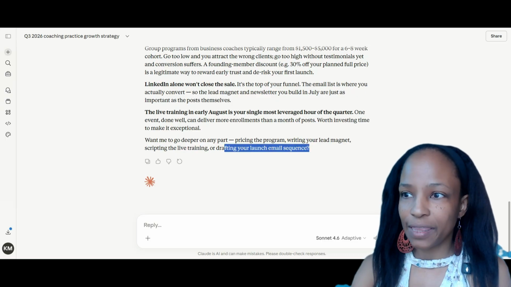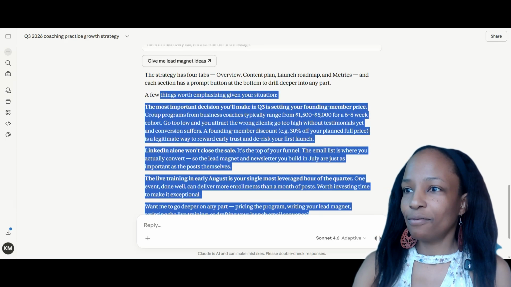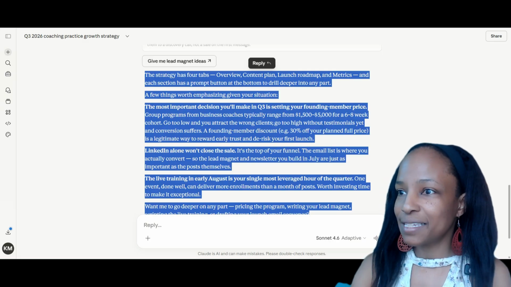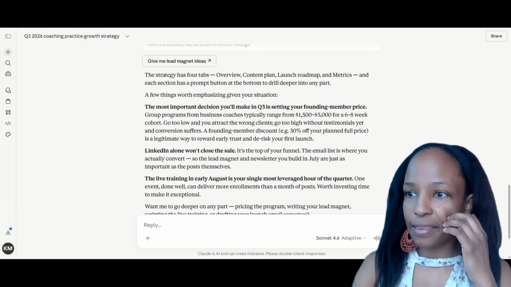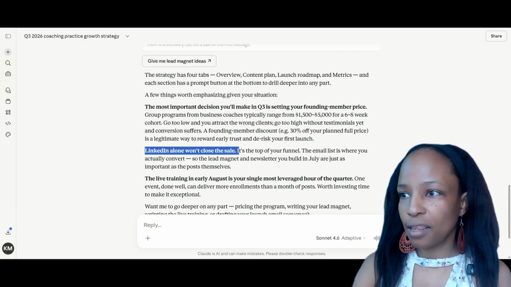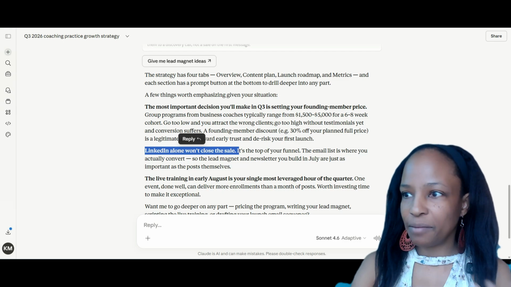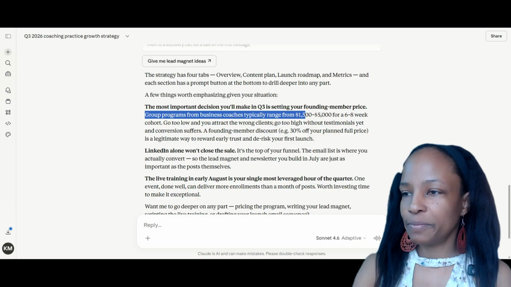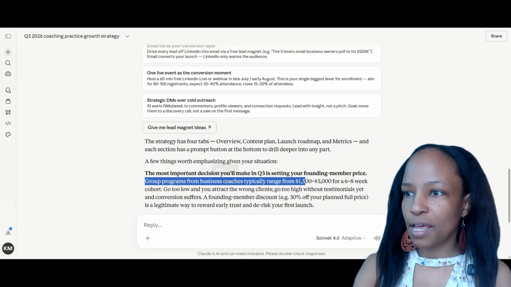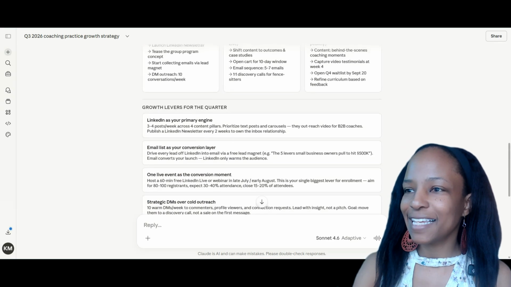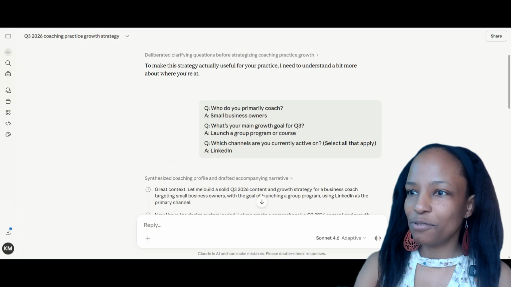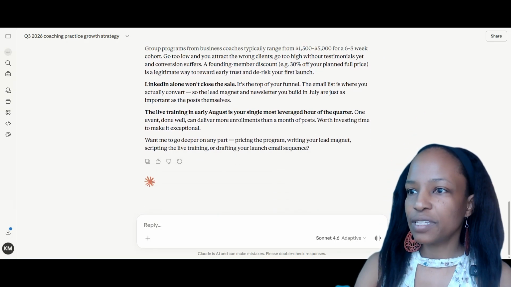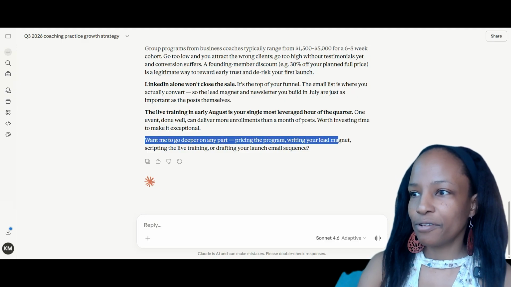It may not even work for you, but this is actually not bad, considering that the prompting in the context was garbage. You can see that it says LinkedIn alone won't close a sale. And then it's saying founding member price. And then it says group programs for business coaching typically range from blah, blah, blah. So it's giving you pricing, it's giving you all this, but it doesn't know you. It doesn't have that context, right? So it's like, would you like to go deeper on any part, pricing the program, writing your lead magnet?